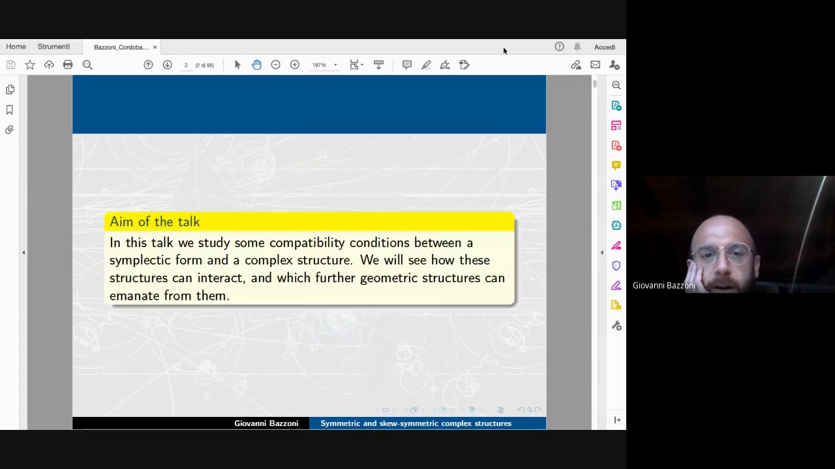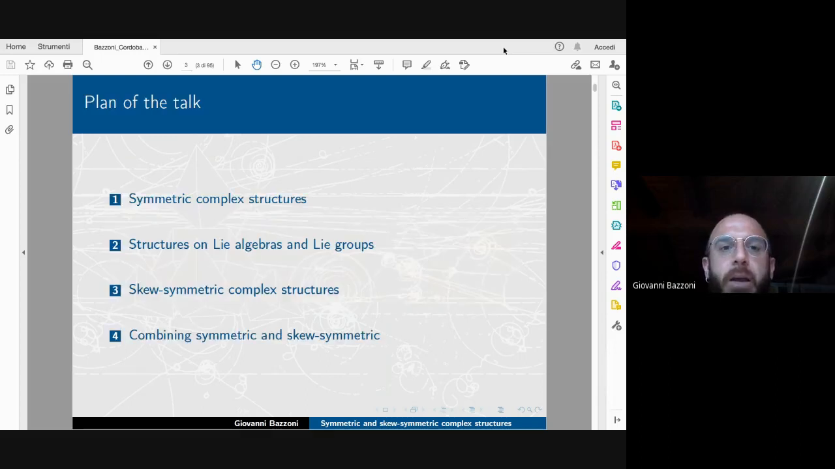The idea of this talk is to study some compatibility conditions when you have a manifold with a symplectic form and a complex structure. And the idea is to see what kind of geometry one can obtain, and how the geometric structures which arise, their multiplicity, because there are many things that one can say in the presence of these structures. Okay, so I will talk about symmetric complex structures.